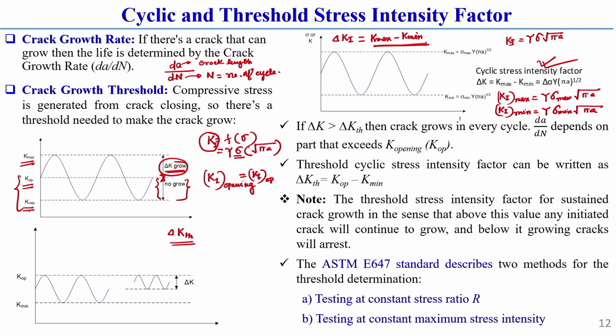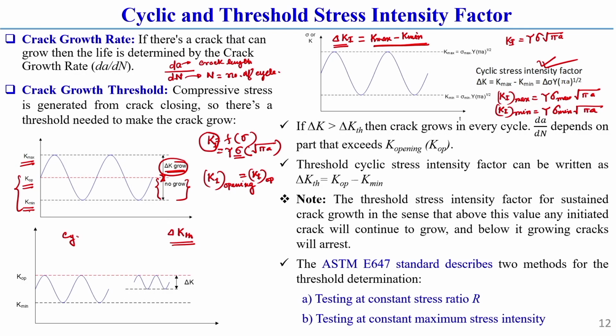This is a most important factor in case of what is called Paris law or fatigue life estimation using LEFM, that is why I am representing it like this. This you should keep in mind. So, you got the idea what is delta K I. Now, based on this cyclic stress intensity factor, there is cyclic threshold stress intensity factor.